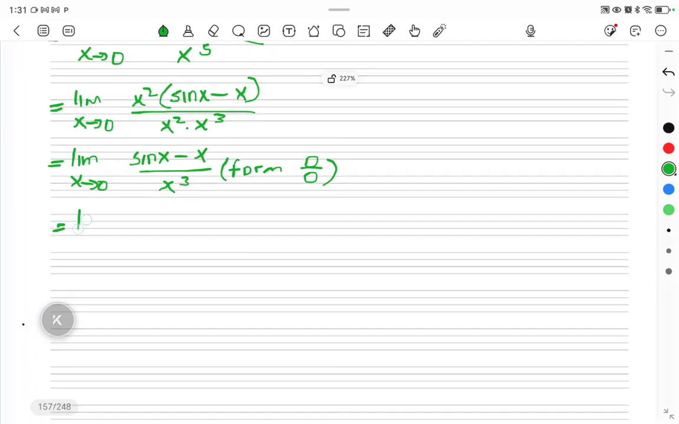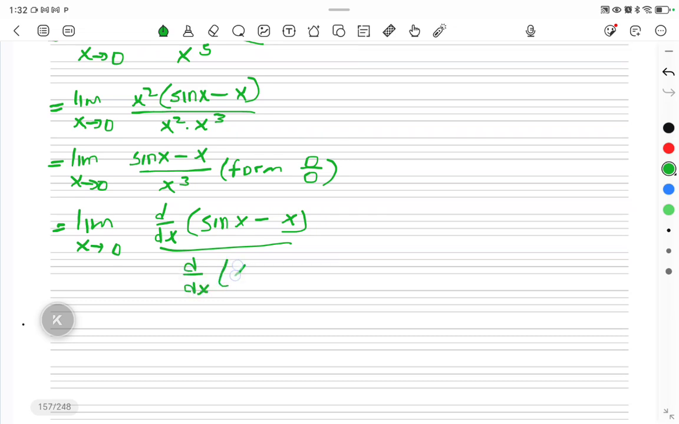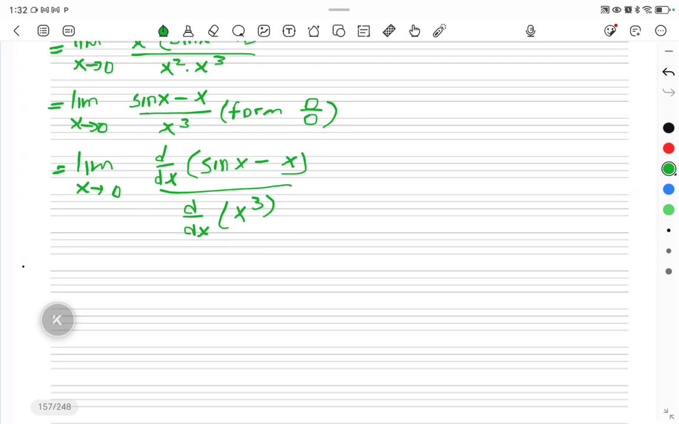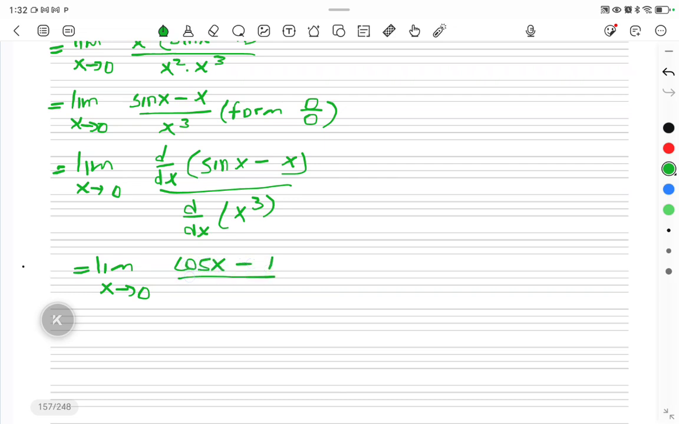So I can apply L'Hopital rule, just derive the numerator and denominator. Sine of x minus x all over the derivative of x to the third. And this will be the limit as x approaches 0 of cos of x minus 1 over 3x squared. Then if we check the form, cos of 0 is 1, so the numerator is 0 over 0. So that is also that format. We apply this again.